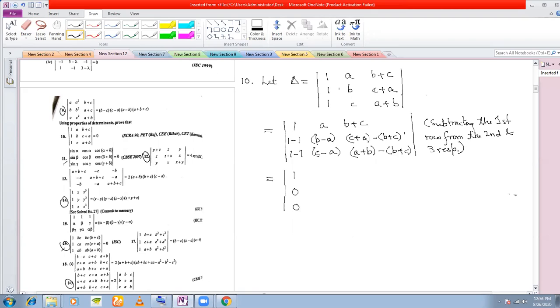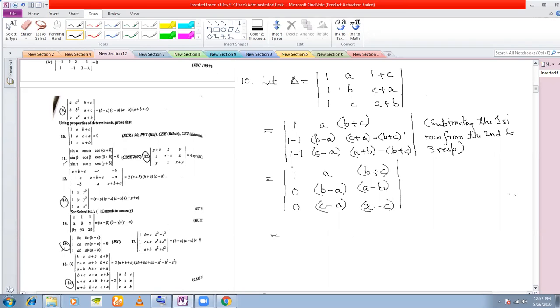So this becomes 1, 0, 0. So we've got 2 zeros. One, A, and this remains B minus A, and this remains C minus A. C minus A. This B plus C, then C, C will cancel. B plus C will cancel, you only have A minus B. And here B, B will cancel, then A minus C. Okay. So now we'll expand by the first column.